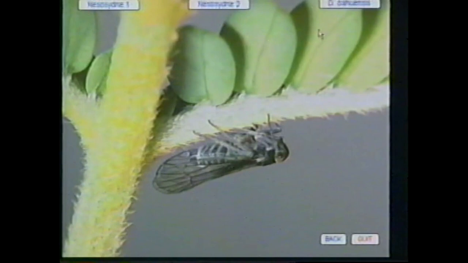And I talked to you earlier about the courtship song of Hawaiian Drosophila, and here's a song of one of these Drosophila species.